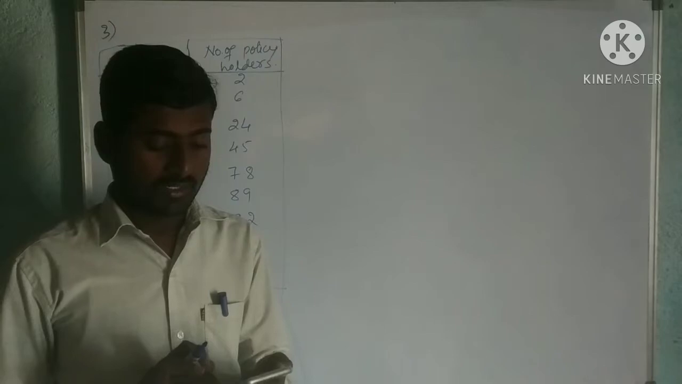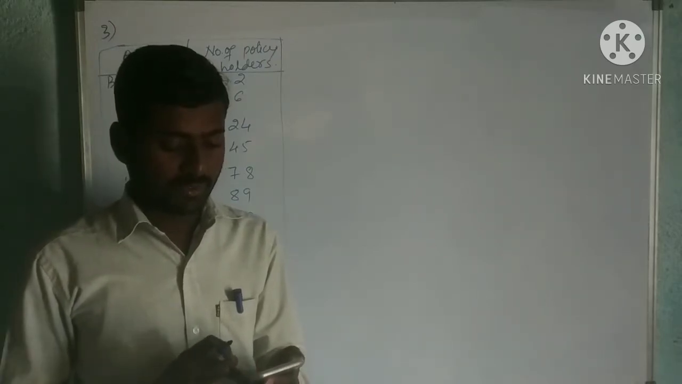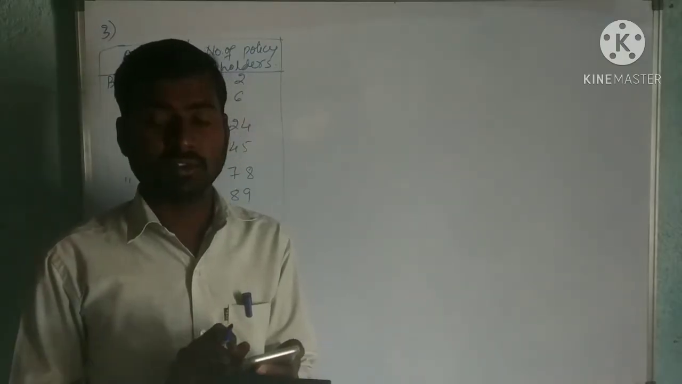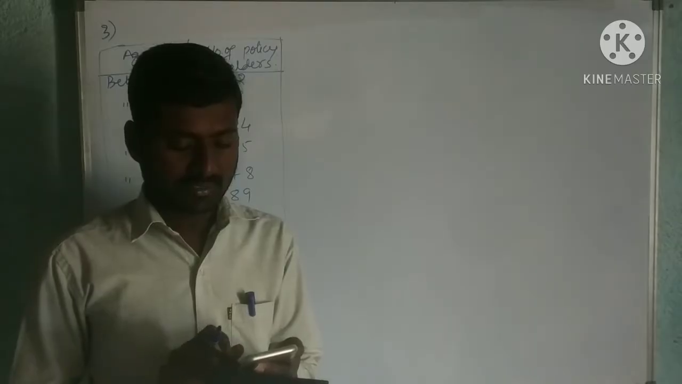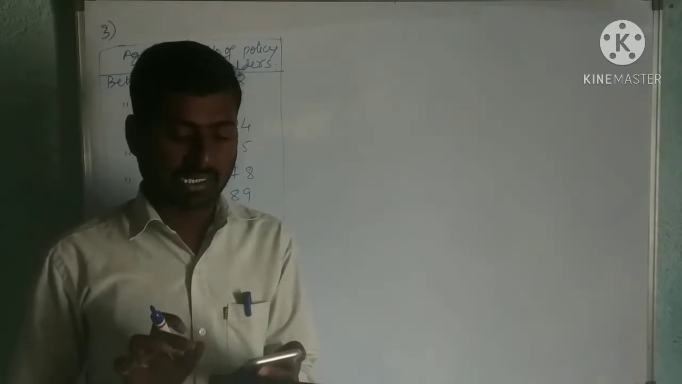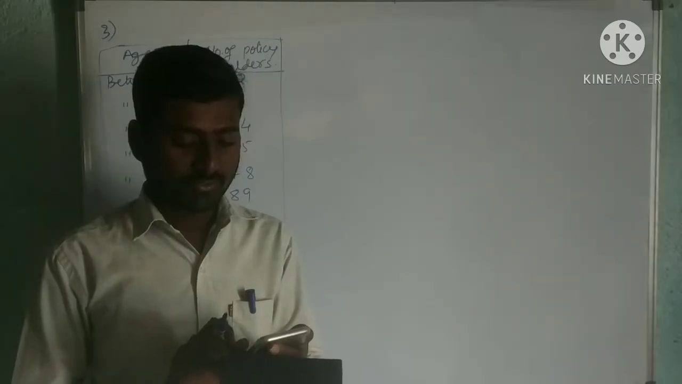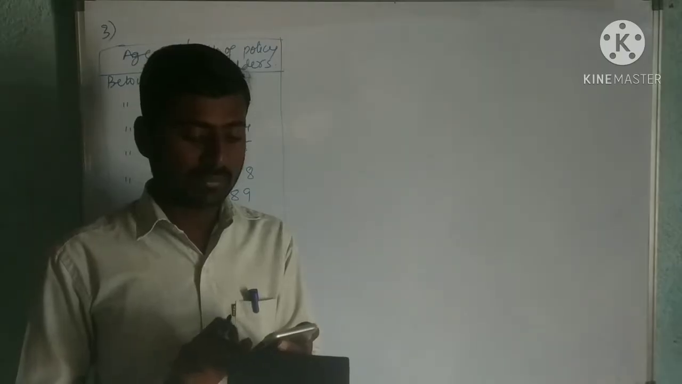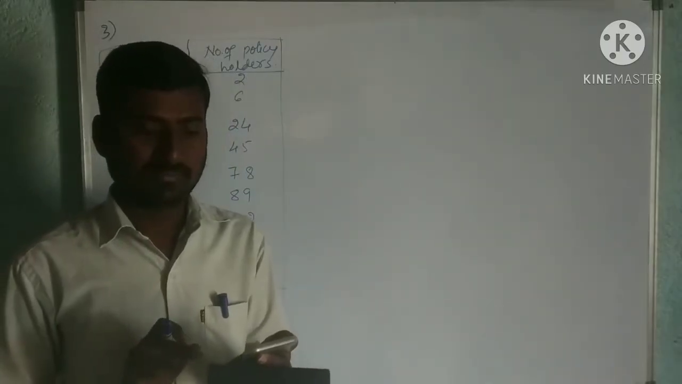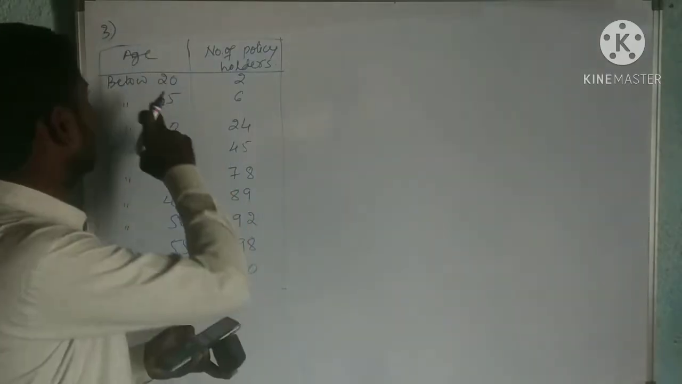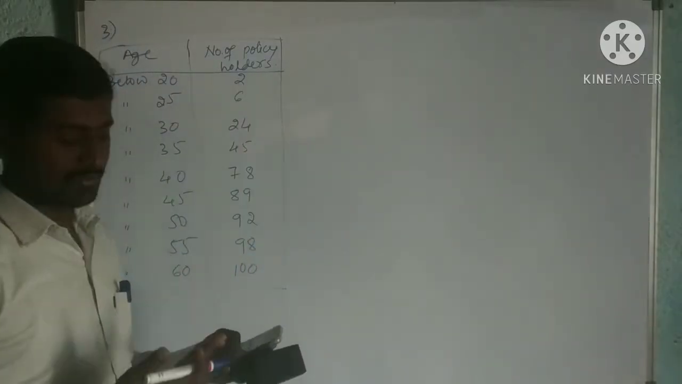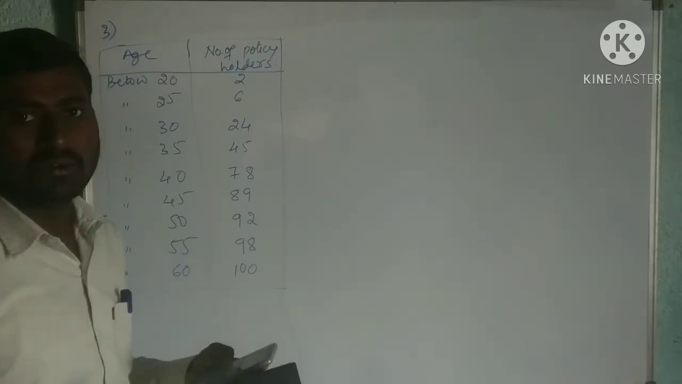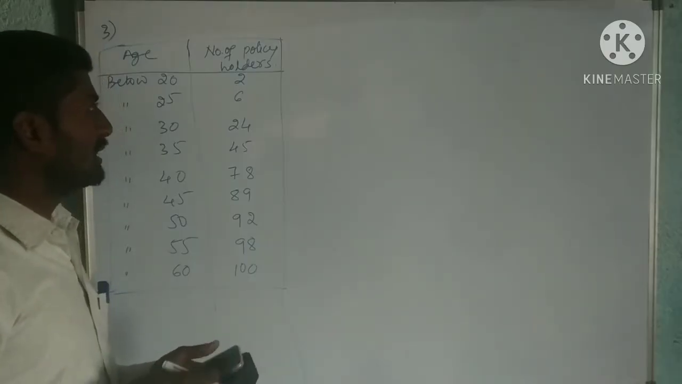Third question. A life insurance agent found the following data for the distribution of ages of 100 policy holders. Calculate the median age. If policies are given only to persons having age 18 years onwards but less than 60 years. Means the first one they given below 20, it means 18 to 20. Because they said so, those who are 18 years can only have a policy. Now we have to find the median age.